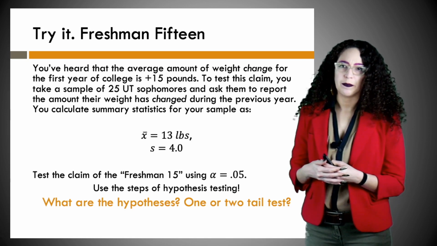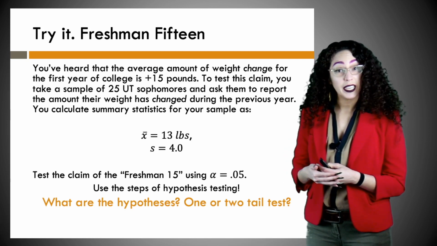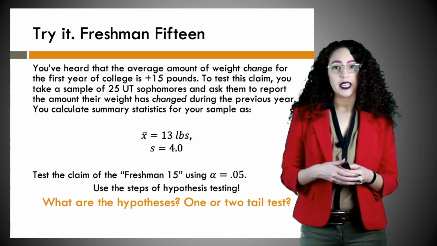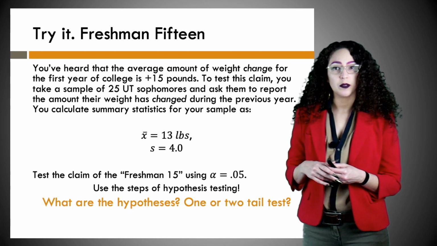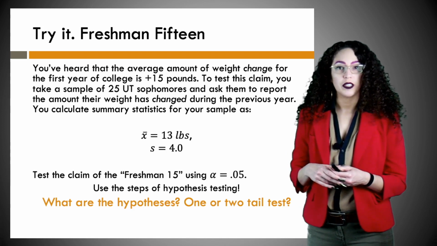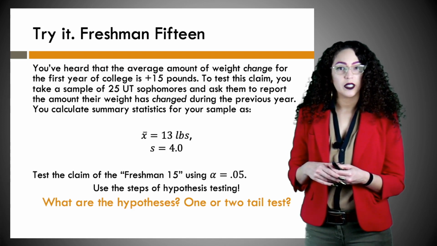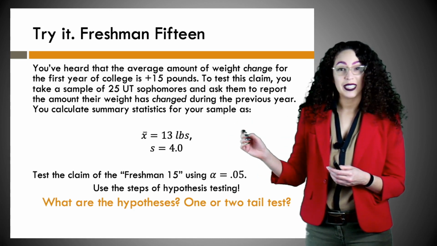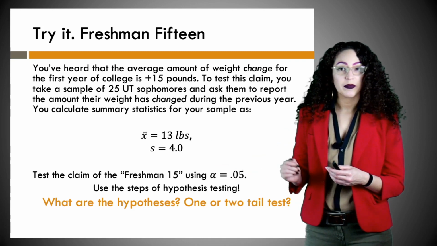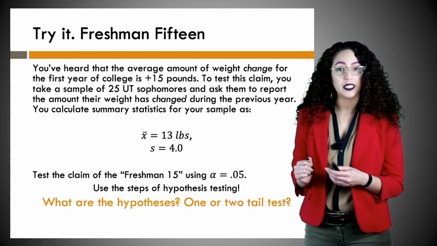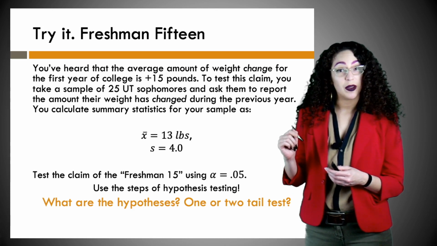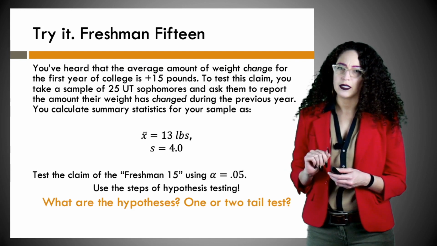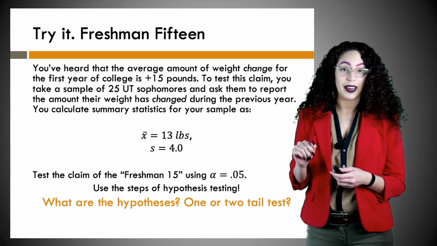The freshman 15. You've heard that the average amount of weight change for the first year of college is plus 15 pounds. To test this claim, you take a sample of 25 UT sophomores and ask them to report the amount their weight has changed during the previous year. You calculate summary statistics for your sample and you get a mean of 13 pounds, so plus 13 pounds, and a standard deviation of 4 pounds. Test the claim of the freshman 15 using alpha of 0.05 and the steps of hypothesis testing. First off, what are the hypotheses, and is this a one or a two-tailed test? Take a moment and see if you can figure that out before we move on.